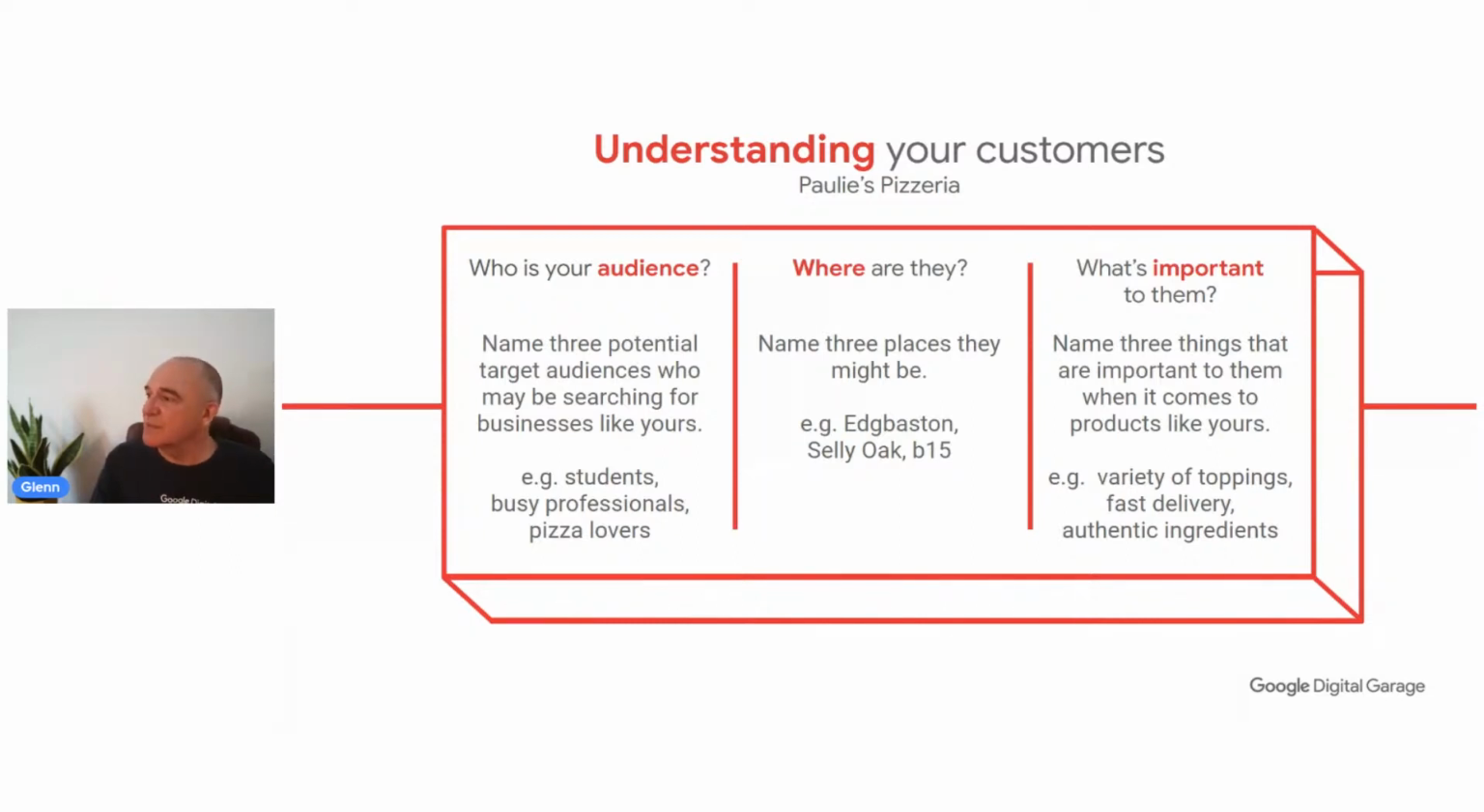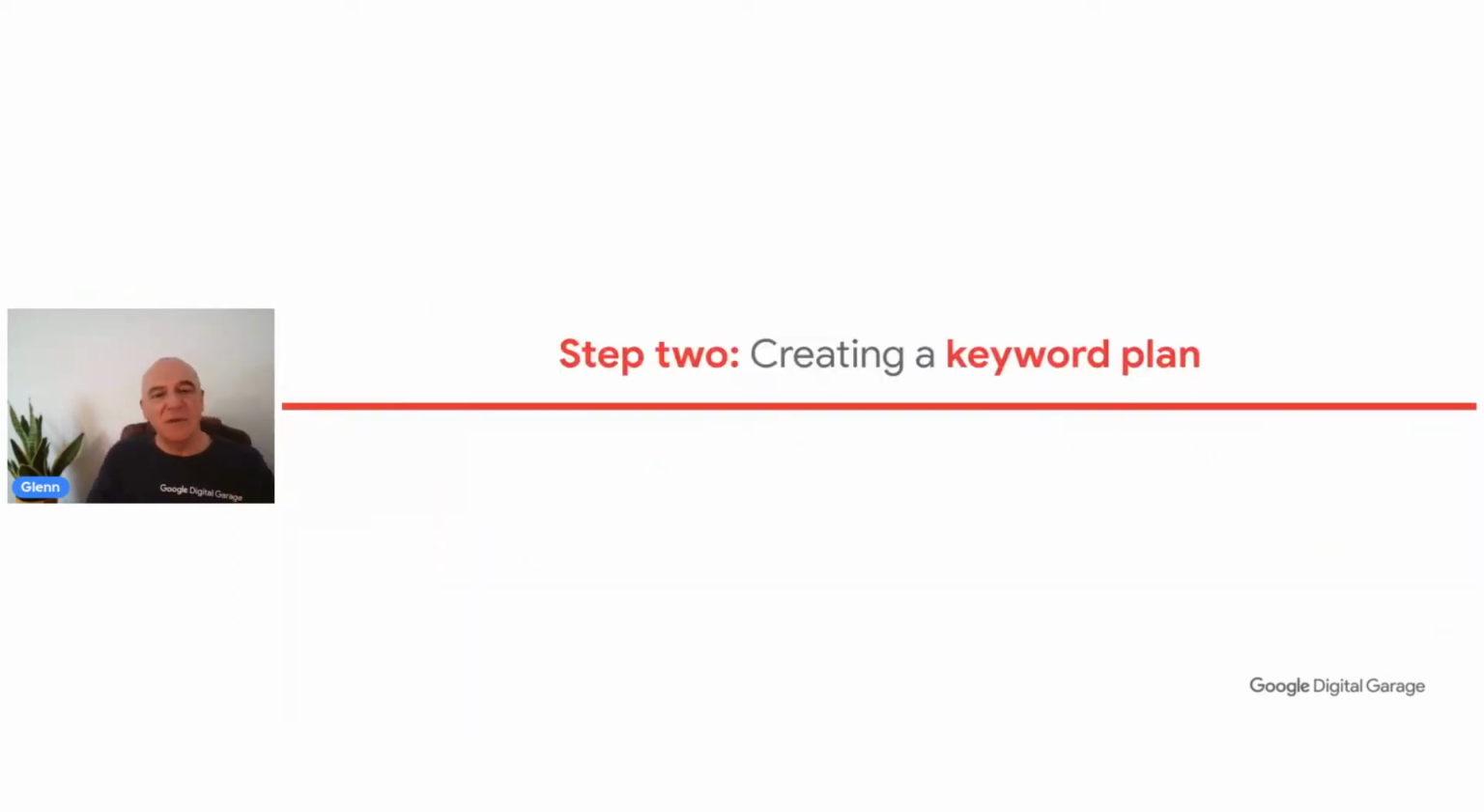So what's important to them? So it could be a variety of toppings so that you can get lots and lots of different types of pizza. Fast delivery could be important for those busy professionals, people that don't have much time for cooking or for eating perhaps, and needs to do everything on the go, and authentic ingredients for those pizza lovers, those connoisseurs of that type of food. Okay, so now we've got some of that into place, we need to think about our keyword plan. What's going to happen with our keyword plan? What is a keyword plan, for example?